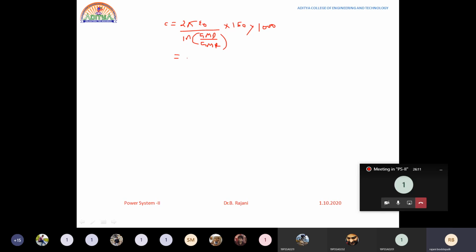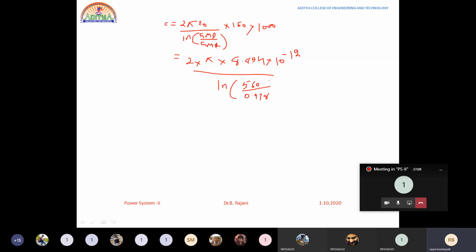So after simplification, I will be getting the equation as 2 into pi into 8.854 into 10 to the power of minus 12, by ln of 560 by 0.978. These are the calculations.